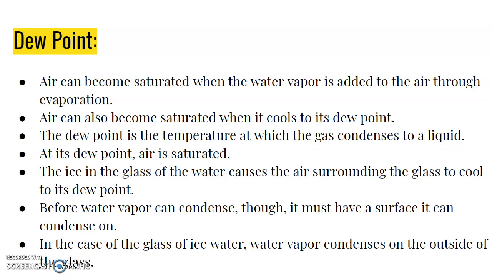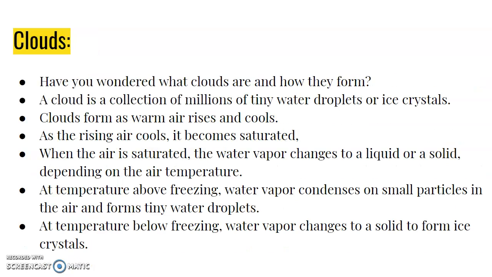Before water vapor can condense, though, it is necessary to have a surface on which it can condense. Because if there is no surface, it does not have a means by which it can present itself as a liquid. In the case of the glass of ice water, the water vapor condenses on the outside of the glass or cup, right?